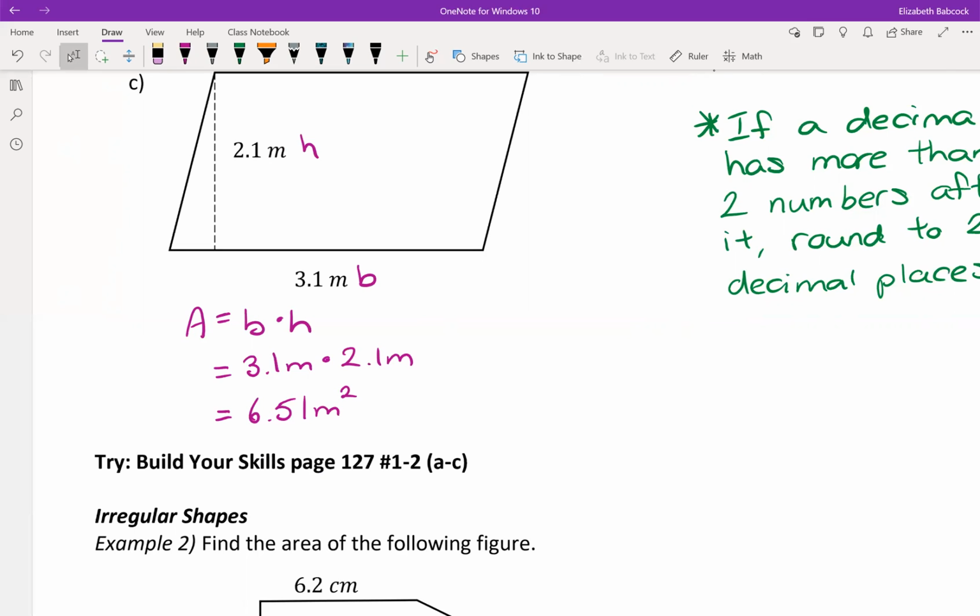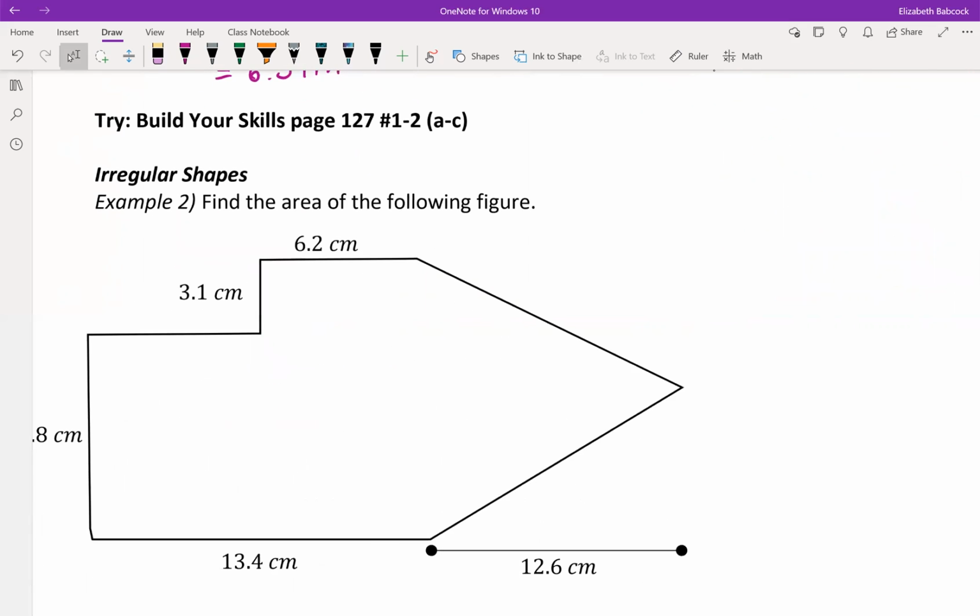Okay, so that is dealing with regular shapes where you have a formula. But now what do you do when you have a shape that's like this? It's not regular. It's not easy peasy, just one formula done. When you have a shape that is made up of a whole bunch of regular shapes, you can split them into the shapes that they're made up of.